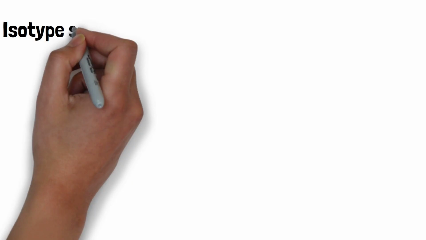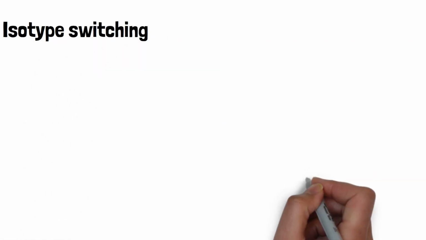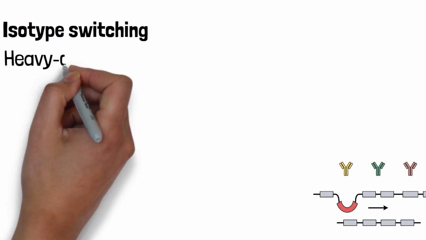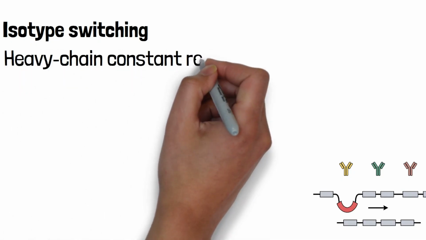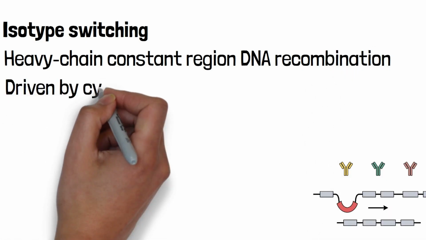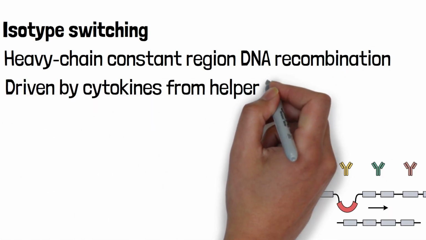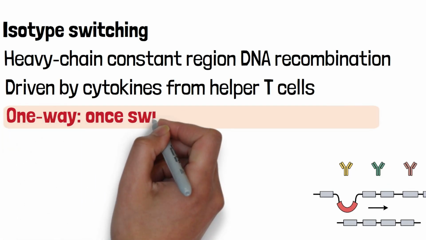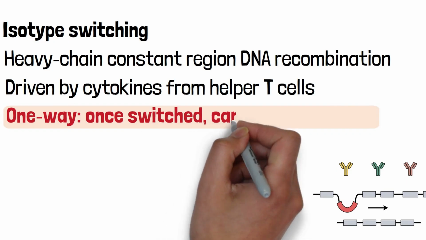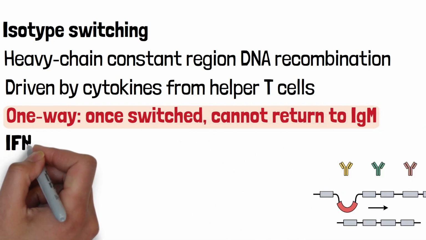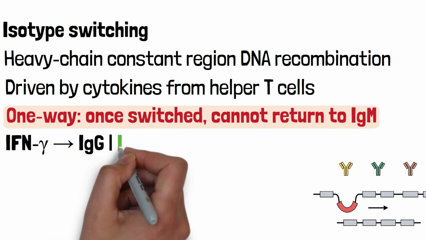Alongside that affinity fine-tuning, the antibody's entire class can change too. That's isotype switching. Mechanically, it's DNA recombination at the heavy chain constant region switch regions, and which class you end up with is driven by cytokines coming from helper T cells. There's an important catch. This is a one-way process. Once a B cell has switched away from IgM, it can never go back. The specific cytokine tells you the destination class.